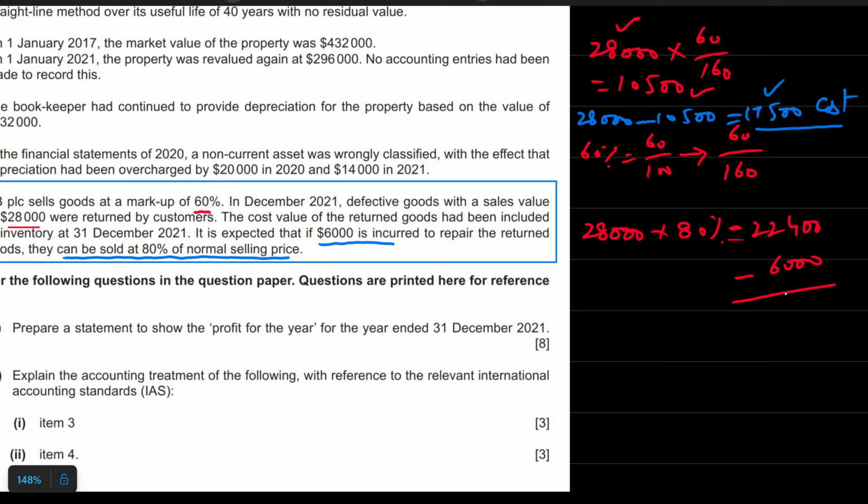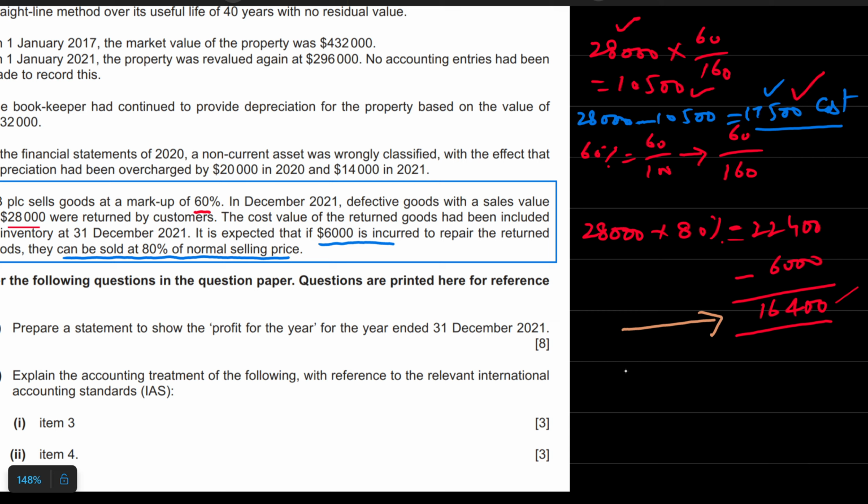So net realizable value will be equal to selling price minus repair cost. This will be 16,400. So students, its cost is 17,500. Its net realizable value is 16,400. So lower value is 16,400. We will record inventory at this value, while it has been recorded at the value of 17,500.